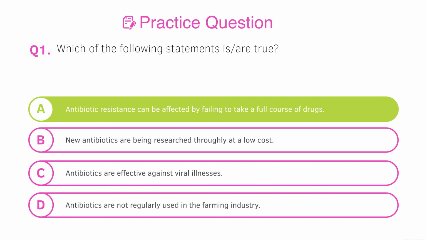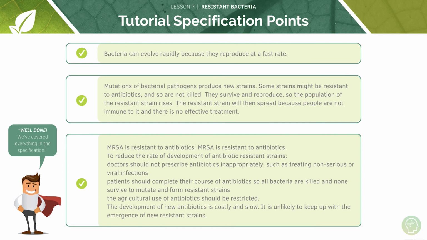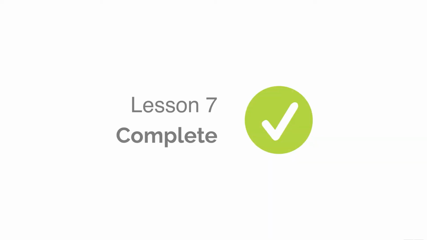And D is also false, because antibiotics are regularly used in the farming industry, and we can decrease the use of agricultural antibiotics in order to decrease the chance of antibiotic resistance developing in a strain of bacteria. Okay, so that's all our specification points covered for today. Well done, and I'll see you for the next tutorial.